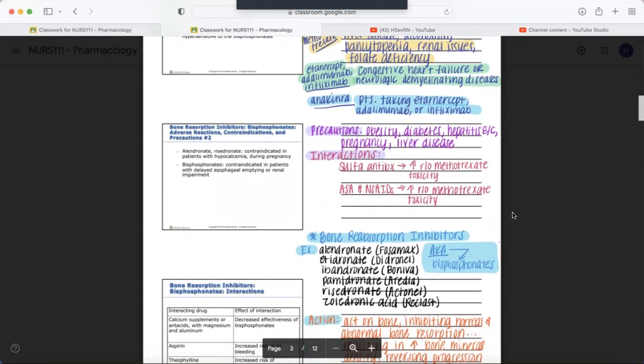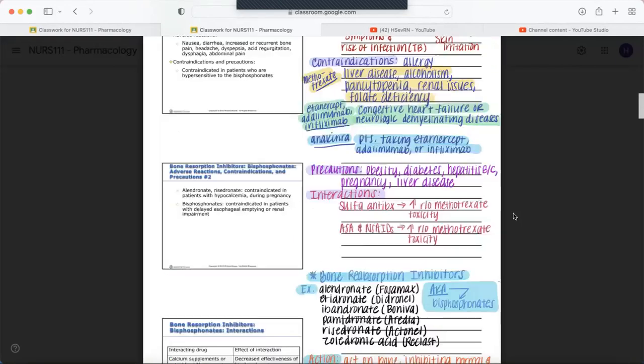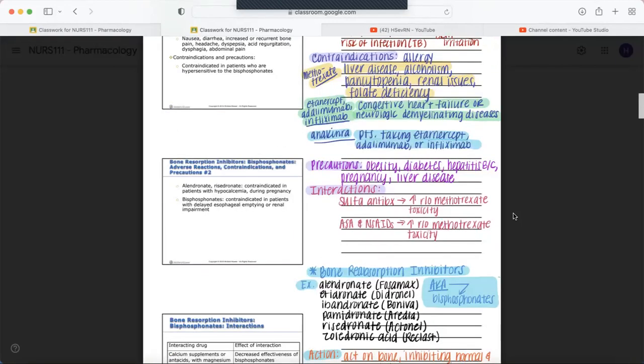Okay, precautions. If your client is obese, they have diabetes, they have hepatitis, they're pregnant, or they have a liver disease, we need to be very careful giving them these medications, specifically DMARDs with liver issues, right? Not good to mix the two. And then if your client has a sulfa allergy, right? They probably shouldn't take sulfasalazine. That makes sense, right? And then we don't want to mix sulfa antibiotics with these medications. It increases specifically the methotrexates because of increased risk of toxicity of the methotrexate.